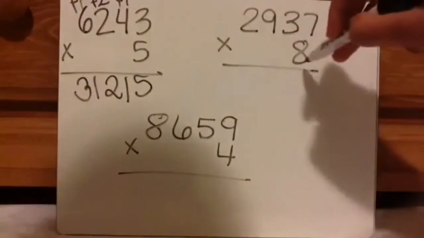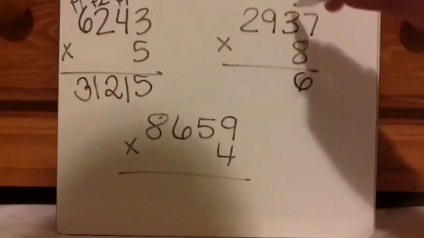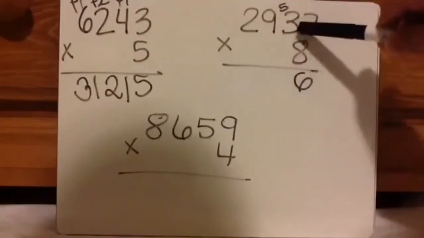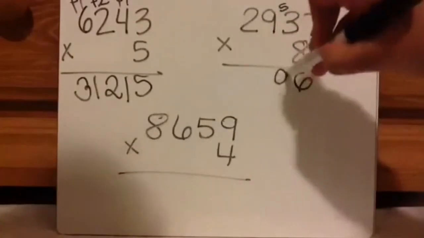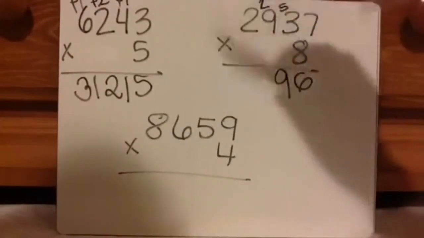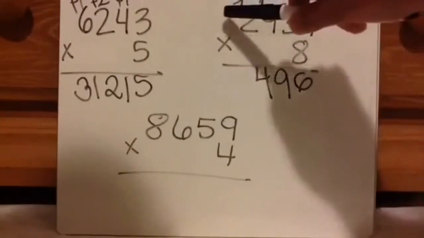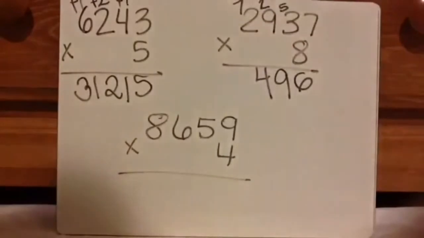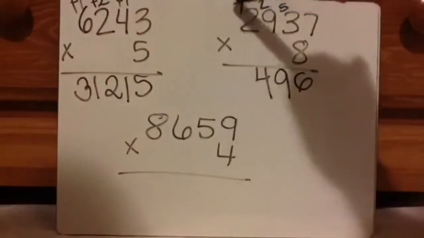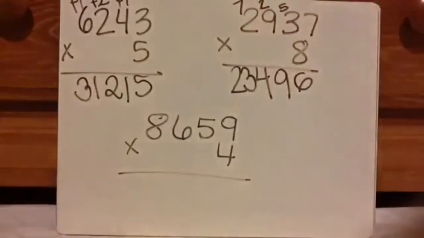8 times 7, sorry, I forgot that for a second right there, 56. 8 times 3 is 24, plus 5 is 29. 8 times 9 is 72, plus 2 is 74. 8 times 2 is 16, plus 7 is 23. That's a huge number.